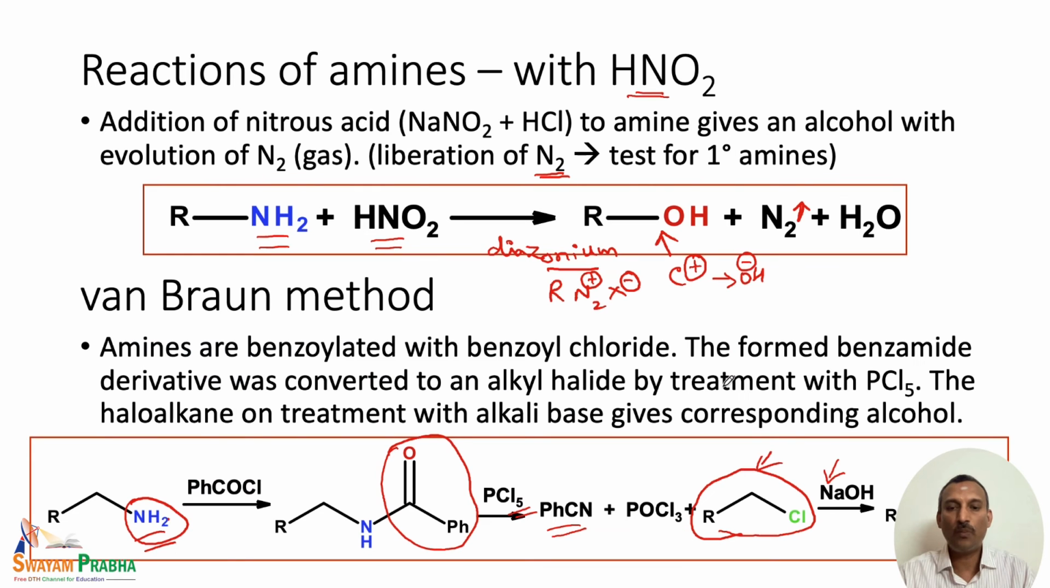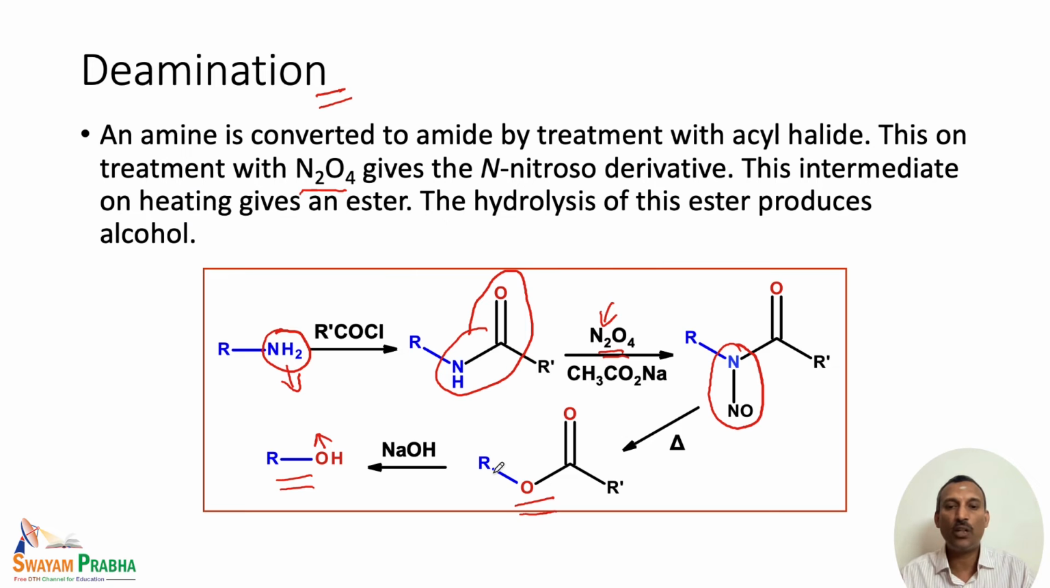In the Hofmann bromamide method, we end up with the corresponding halo derivative by treatment with PCl5. So, this is the crucial step which is different between the Hofmann method and the deamination method. Once we end up with the N-nitroso derivative, that can be converted to the corresponding ester, which on hydrolysis gives the corresponding alcohol.